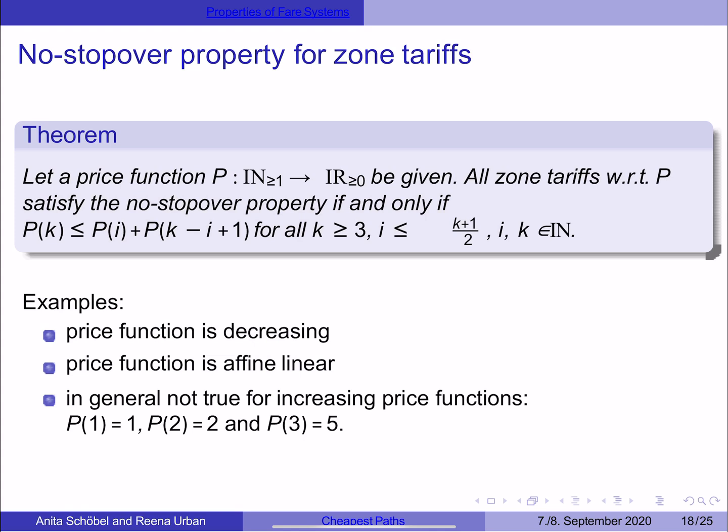Examples for price functions that satisfy this property is if a price function is decreasing, which is nonsense in practice because usually if you travel more zones you should pay a higher price, but also if a price function is affine linear. It is in general not true for increasing price functions. For example, if you pay 1 for traveling through 1 zone, 2 for visiting 2 zones and 5 euro for visiting 3 zones, then it would be better to buy 2 tickets with 2 zones instead of 1 ticket for 3 zones.